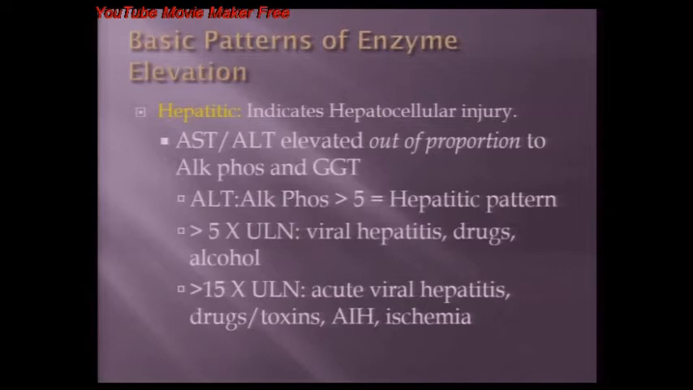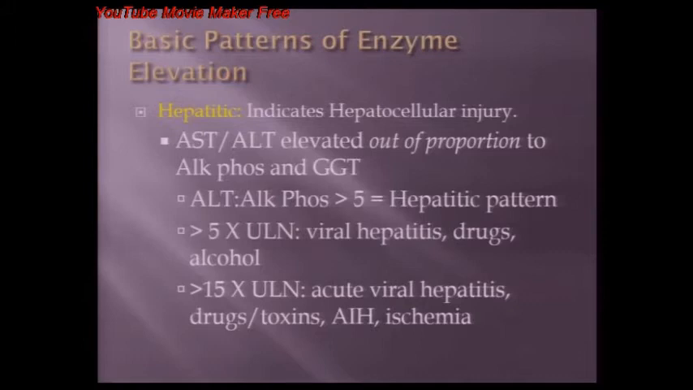Okay? The hepatitic pattern, or the liver injury pattern, you're going to expect to see an ALT or an AST elevated out of proportion to the alkaline phosphatase or the GGT. Right? This is a marker of bile duct damage. ALT and AST tend to be markers of hepatocellular damage, so we call this a hepatitic pattern if the ratio is greater than 5. Okay? You see an AST, ALT over 5 times the upper limit of normal, we tend to think of viral hepatitis, drugs, or alcohol.